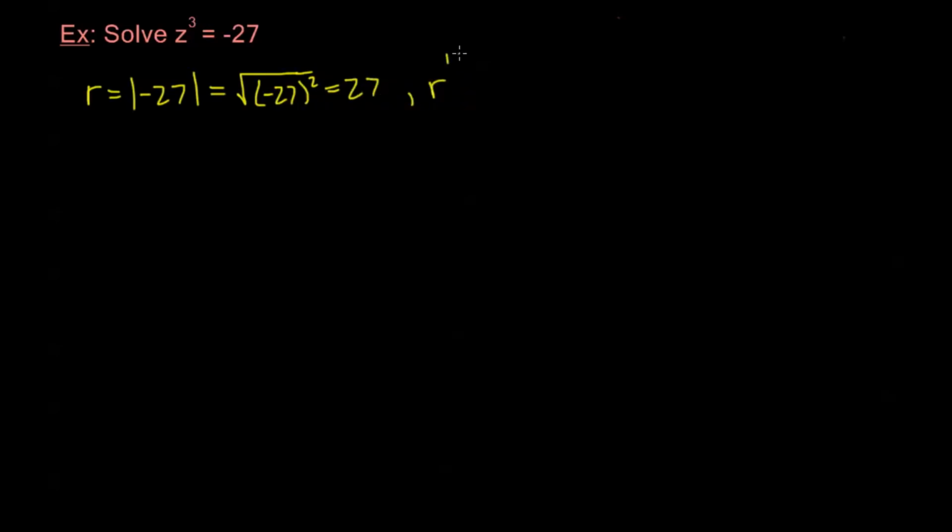So then my r to the 1 over n, in this case, is r to the 1/3. That's 27 to the 1/3. Now 27 is the same as 3 cubed. So I have 3 cubed to the 1/3, and the cubed and 1/3 powers cancel out, and my r to the 1 over n is just 3. All right, now we need to find theta. Remember, our next steps for finding the roots are to find theta over n, and find 2 pi over n.